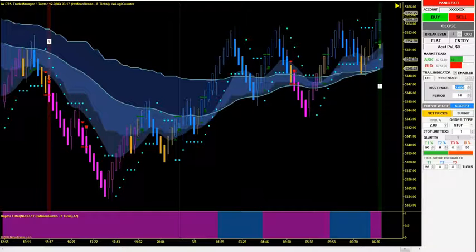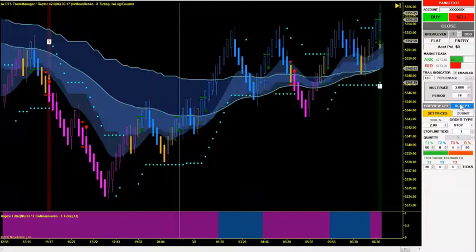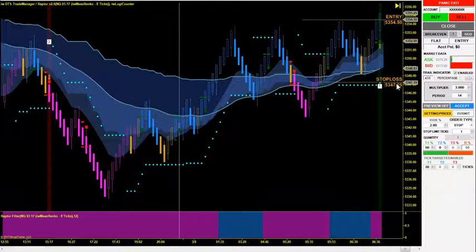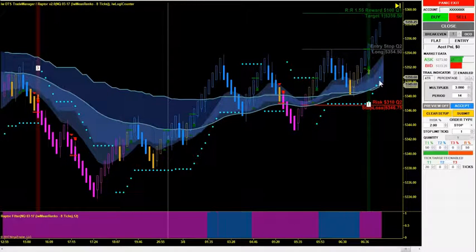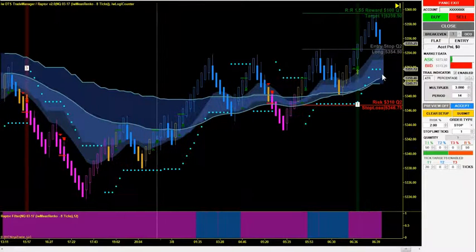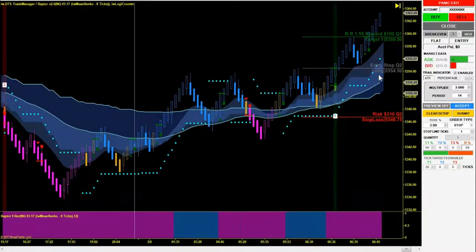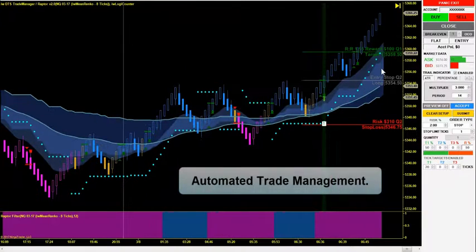What Trade Manager will do is once your trade is enabled, once your trade goes live, it will automatically roll your stops according to this stop strategy, which means that your trade is now essentially automated, which means that you can go look for other trading opportunities. You don't have to babysit this trade any longer.